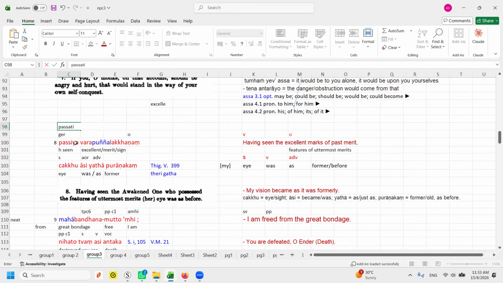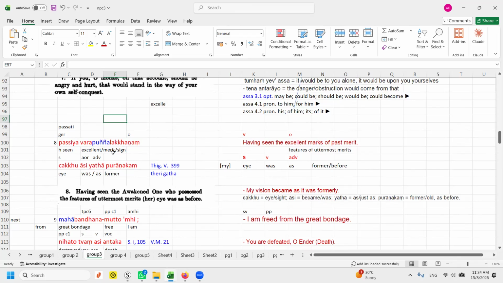Pasati. So in this case, ya is added, because the Geran is having seen, having seen. That means this is the Geran, this is the object. So the word lakana means the mark, the sign. So that means the sign of the excellent merit, vara.